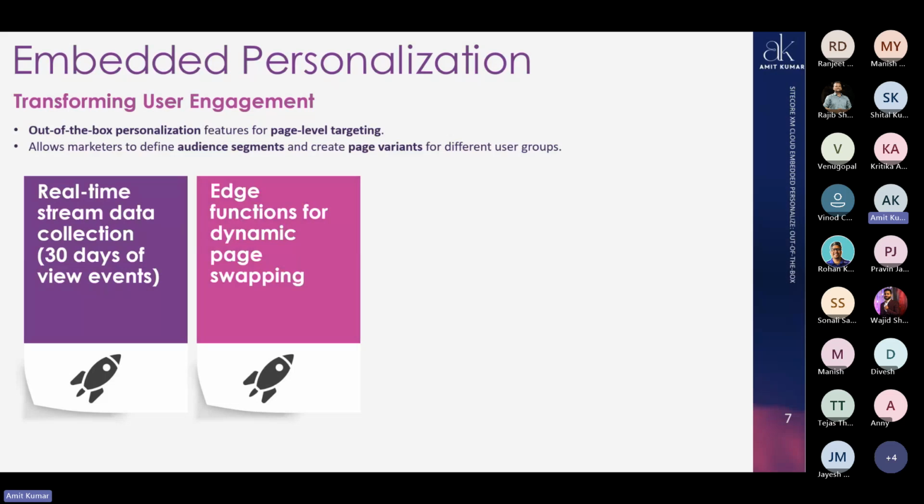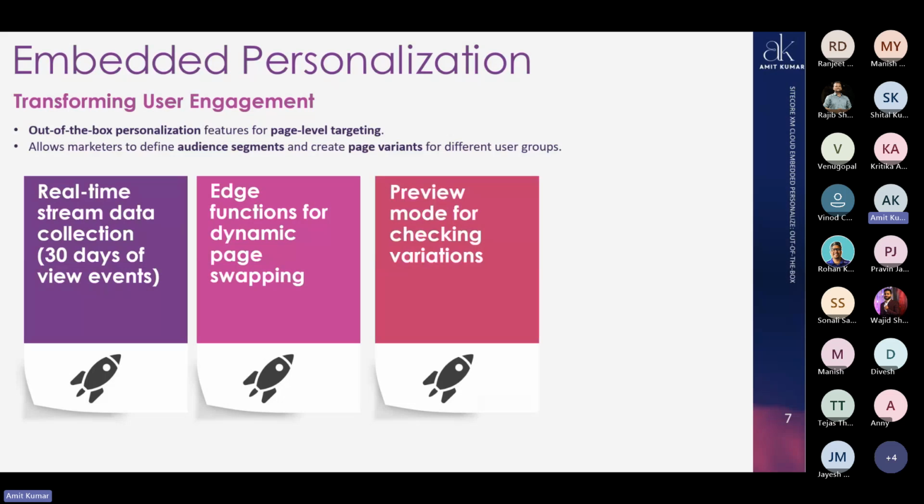So it's having edge function for dynamic page swapping, because it's XM Cloud, where the data will be published to the Experience Edge, not to the Sitecore web DB. So there will be a middleware, which will help you to get the data or the page variants and then do the personalization. So that's why it's much faster.